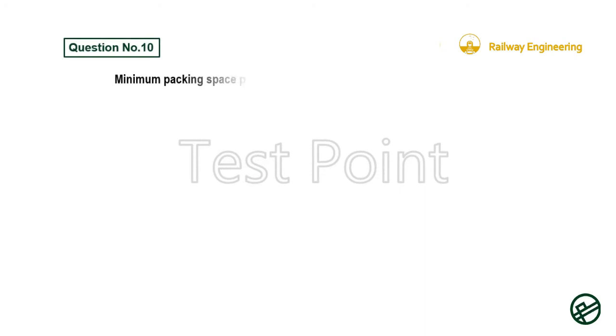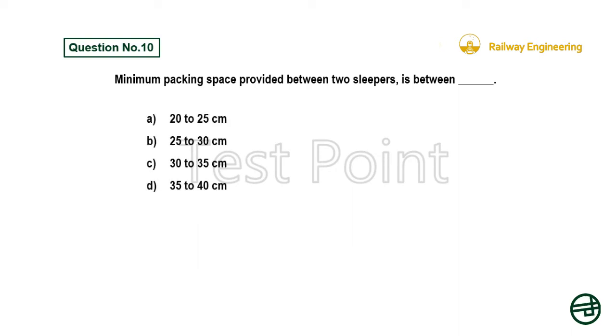Question number 10. Minimum packing space provided between two sleepers is between: option A, 20 to 25 centimeters. Option B, 25 to 30 centimeters. Option C, 30 to 35 centimeters. Option D, 35 to 40 centimeters. Answer is option C, 30 to 35 centimeters.